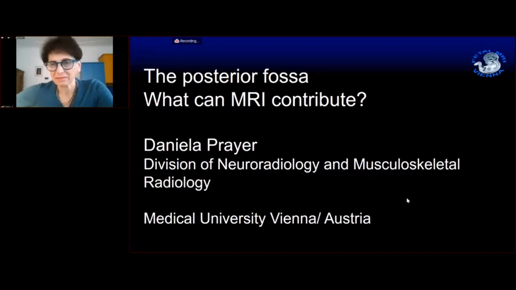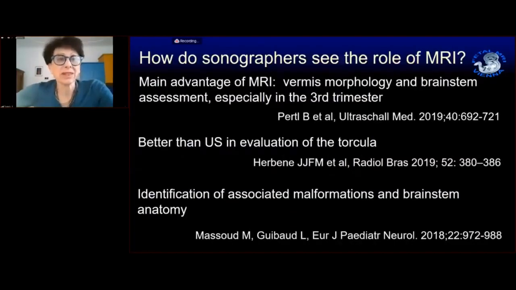And of course, it's really a pleasure and an honor for me to talk in the same session as Prashant, Simon, and Gianluigi. The posterior fossa, what can MRI contribute? Well, let's ask the sonographers. There are some recent publications saying the main advantage of MRI is the assessment of vermis morphology and brainstem, especially in the third trimester. It has been found to be better than ultrasound in the evaluation of the torcular. I will show an image right afterwards. And in the identification of associated malformations and brainstem anatomy.